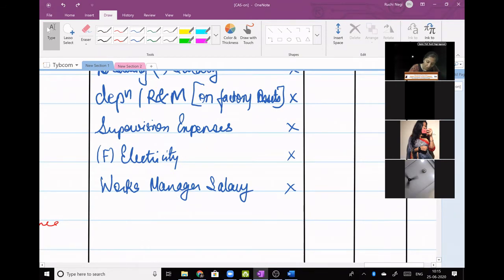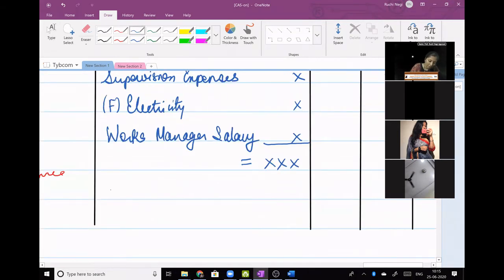Okay, some student has raised hand, 7801. Do you have any query dear? Then post it in the chat box. Then we'll total this. Okay. Less sale of factory scrap. Aradhya has also raised hand. Okay. Any query there?